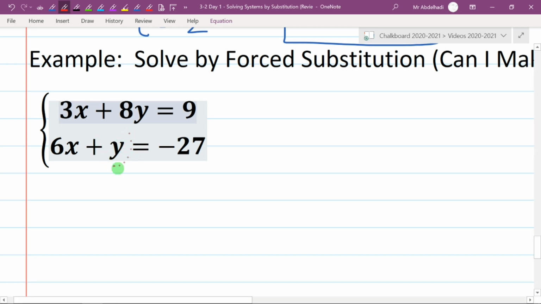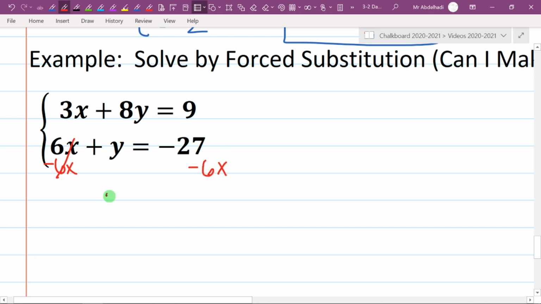There's the y, it's by itself, but well, it's not by itself. It's 6x plus y. So how do I get it by itself? You get rid of the 6x. How do I get rid of the 6x? You subtract it. That'll get rid of the 6x. But of course, if you subtract 6x from the left side of the equation, you must also subtract 6x from the right side of the equation.